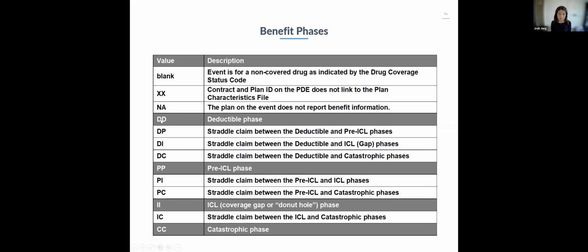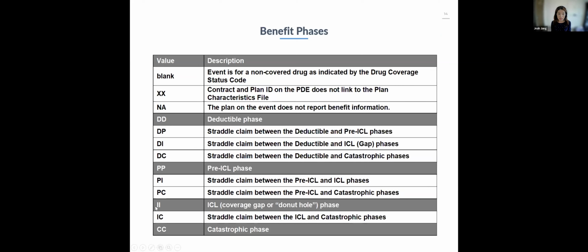I'm beginning with DD. If the benefit phase value is DD, this means that you start with the deductible phase and then you end in the deductible phase. And DC, what does this mean? You begin with the deductible phase, but it's a really costly drug, and you immediately hit catastrophic coverage. Then that has a value of DC, right?